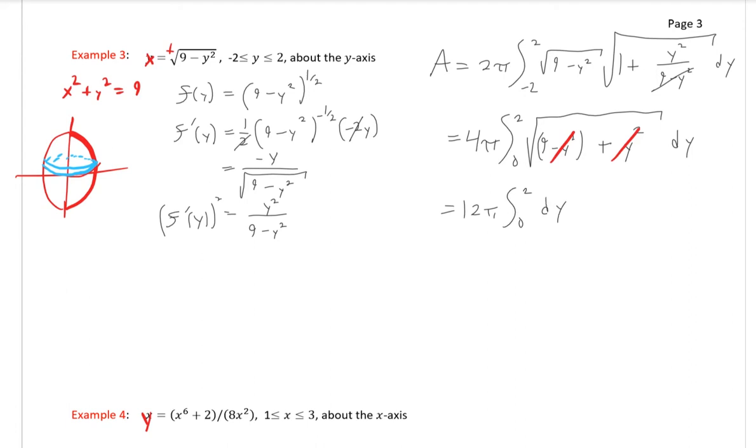Probably one of the easiest integrals you've done in a long time. That'll just give us 12 pi y from 0 to 2. And if we just plug in 2, because 0 is just going to cancel out, we end up with 24 pi. Okay, not too bad.